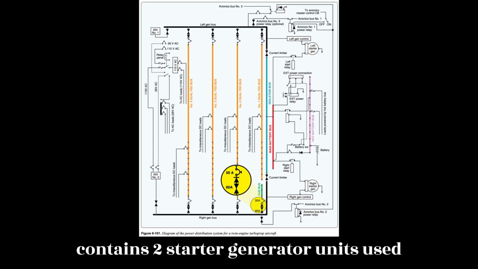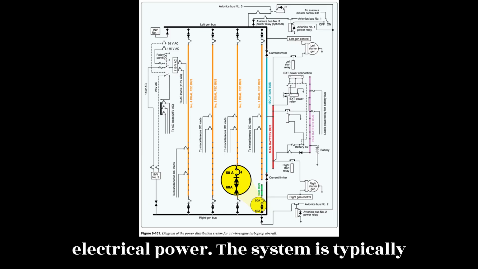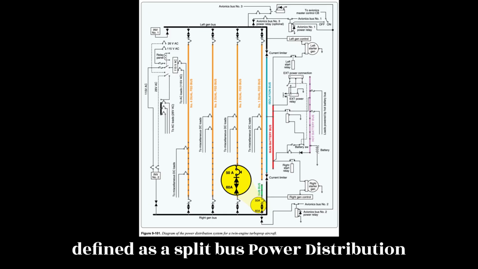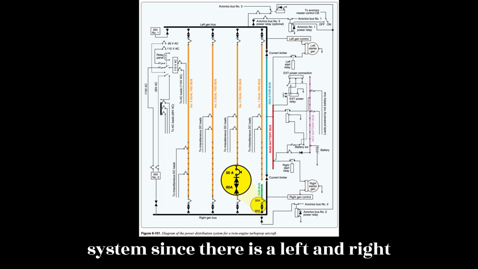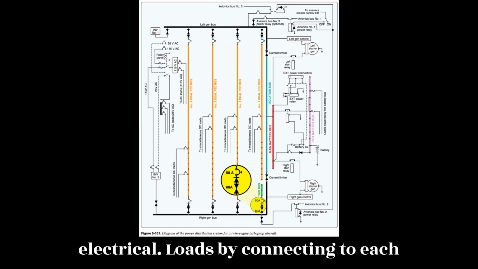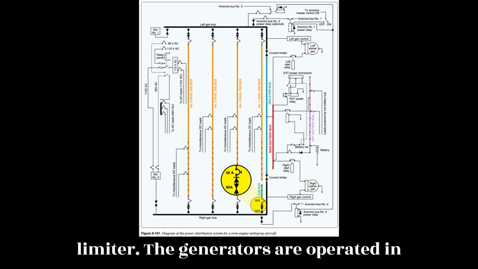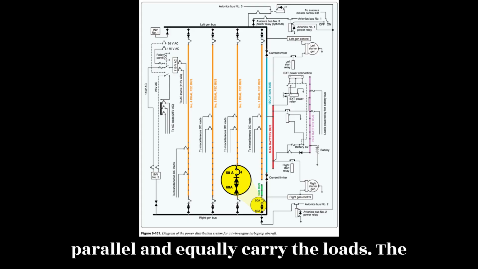This aircraft contains two starter generator units used to start the engines and generate DC electrical power. The system is typically defined as a split-bus power distribution system since there is a left and right generator bus that shares the electrical loads by connecting to each subbus through a diode and current limiter. The generators are operated in parallel and equally carry the loads.